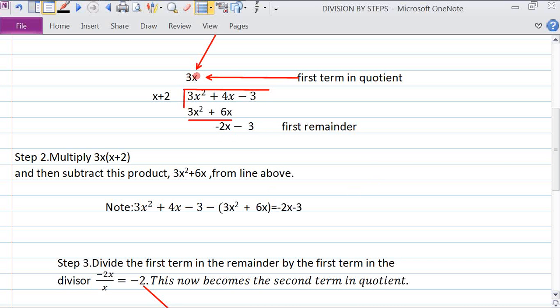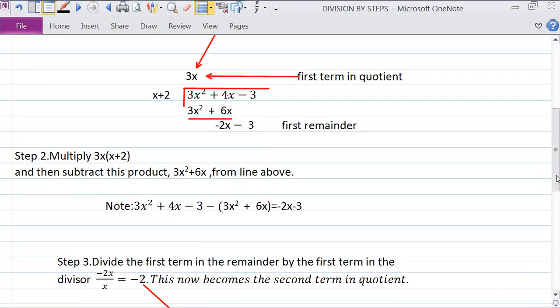So we multiply this times that, we get this. We subtract this line from this one, these two parts, and you can see that I've written it here. 3x squared plus 4x minus 3, which is this line over here, subtracting 3x squared plus 6x. This gives us minus 2x minus 3, which is this term right over here.